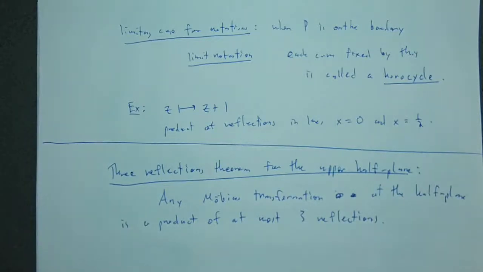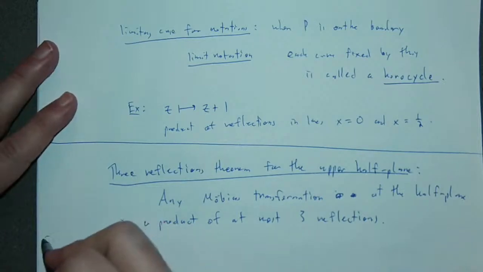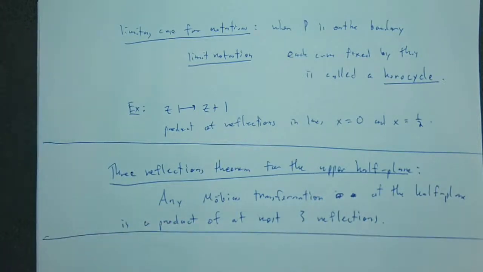Okay, so just like the isometries of the Euclidean plane were a product of at most 3 reflections, this is also true for the isometries of the upper half plane, which are Möbius transformations. And that is it. Okay, so that's everything I wanted to say from this material.